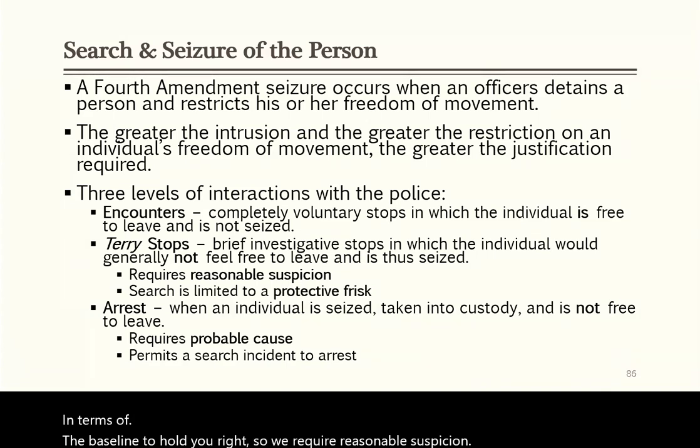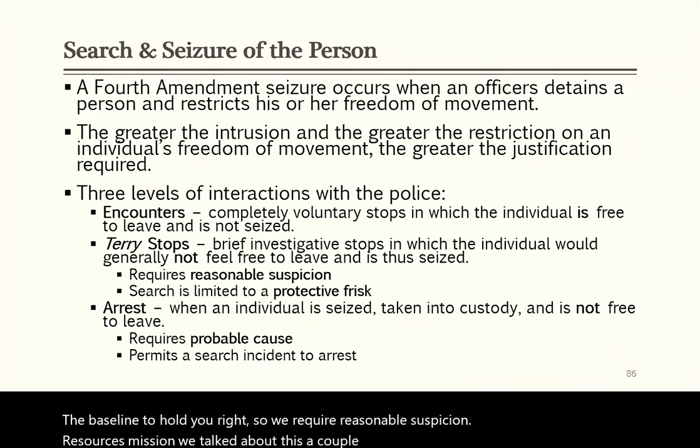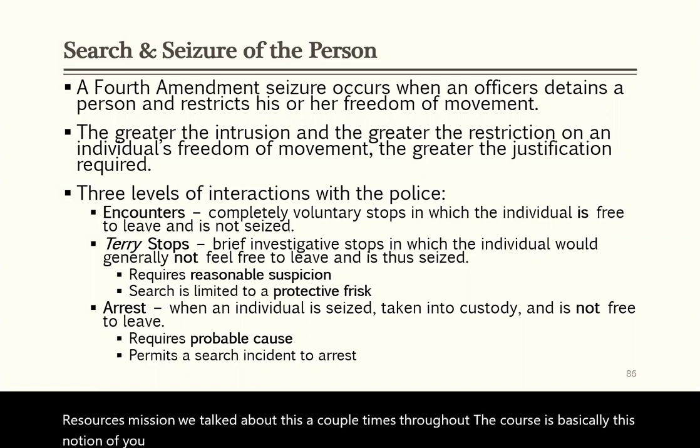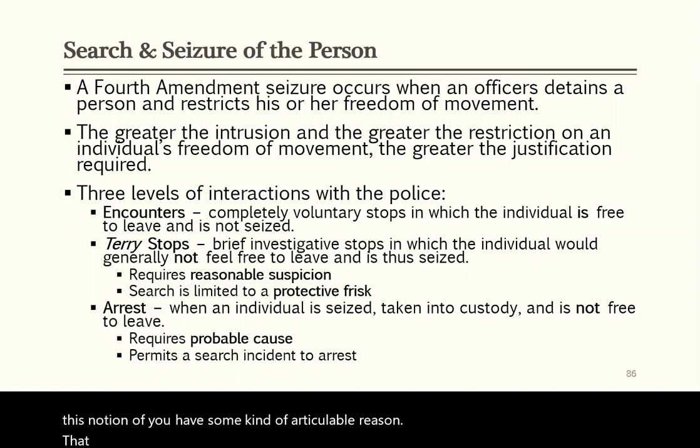Reasonable suspicion, as we talked about a couple of times throughout the course, is basically this notion that you have some kind of articulable reason that a reasonable person would consider suspicious, right? So you have to have some kind of articulable reason. It can't just be at random.